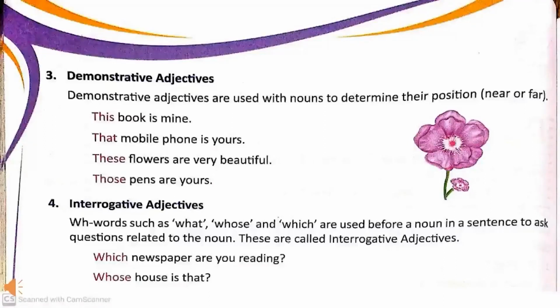Next kind is interrogative adjectives. WH words like what, whose, and which are used before a noun to ask questions related to the noun. And these words are called interrogative adjectives. For example, which newspaper are you reading? Whose house is that? In these sentences, which and whose are interrogative adjectives and these are determiners.